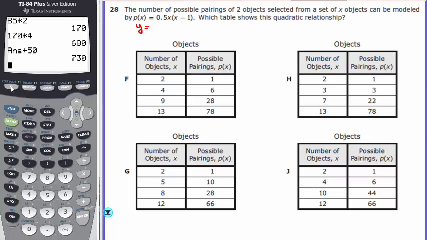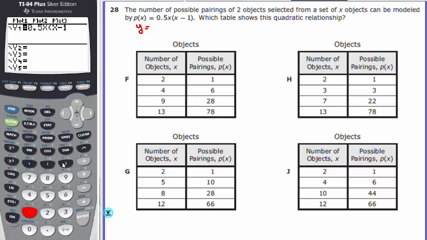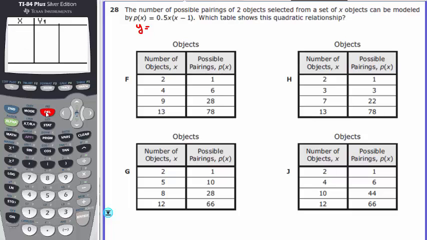So let's go ahead and click the Y button. Let's clear the equation that we have there. Let's enter this new formula just as it is, 0.5 x parenthesis x minus 1. Press enter, and let's go to the table now. Second table. Let's delete everything that we have there from the previous problems, and let's enter the new values of x: 2, 4, 9, and 13. And if this is the right answer, it will give me the same multiple choice.